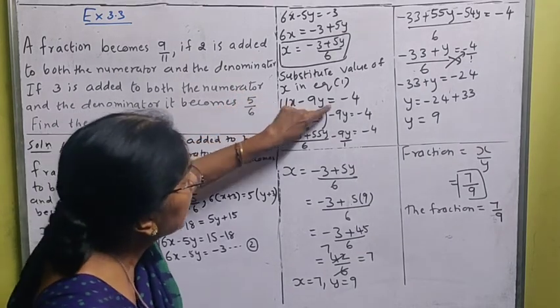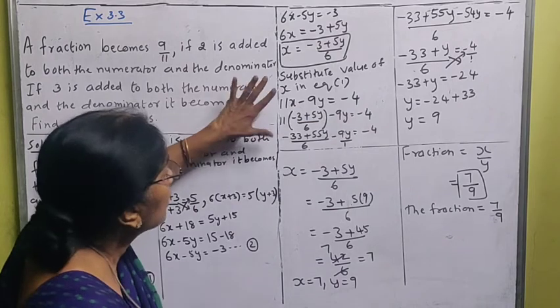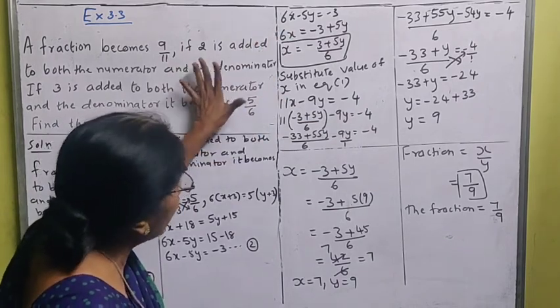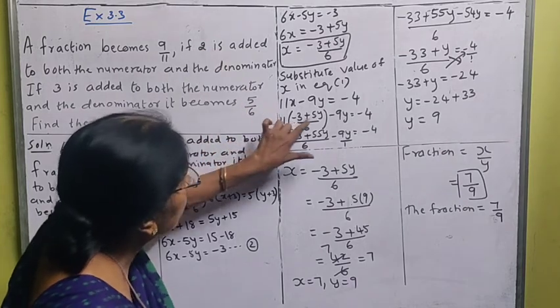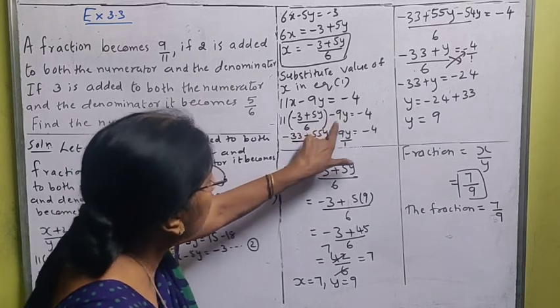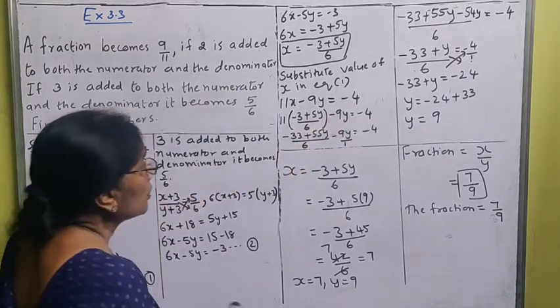11x minus 9y is equal to minus 4. So in place of x you are going to write it down. 11 you keep it outside the bracket. In the bracket minus 3 plus 5y whole divided by 6. Don't forget the 6 is there. Minus 9y is equal to minus 4. So what shall you get?